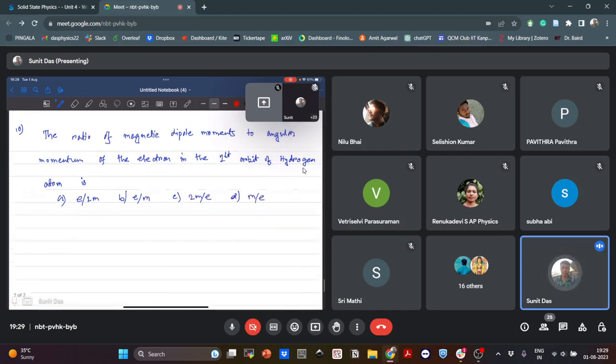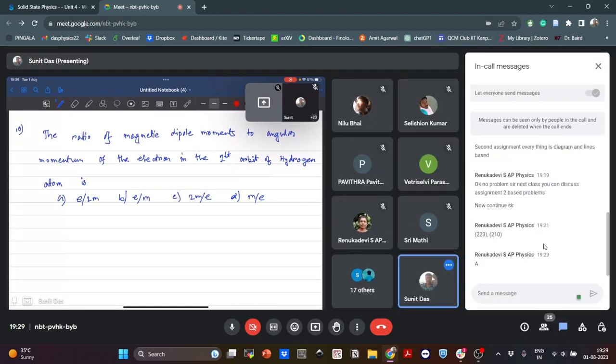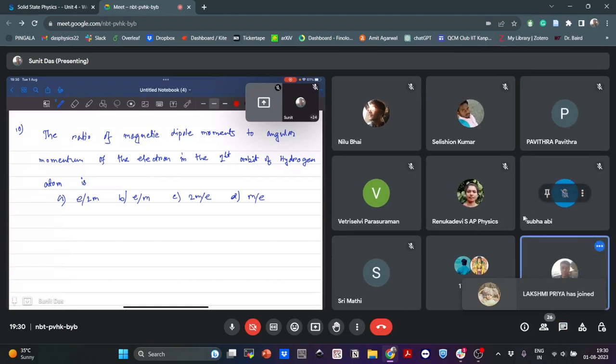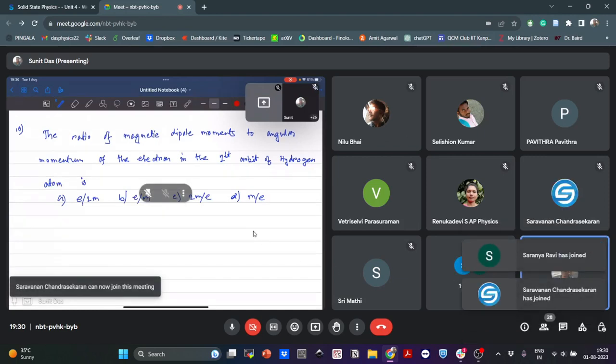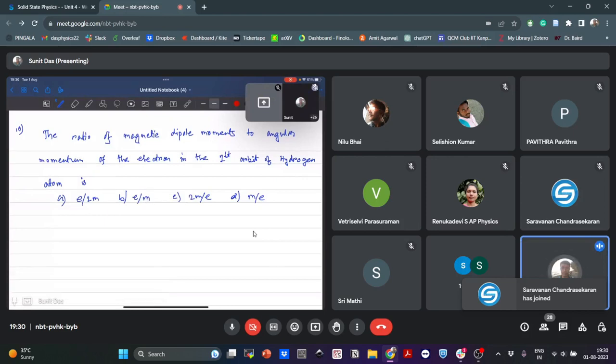So the question is: the ratio of magnetic dipole moment to the angular momentum of electron in the first orbit of hydrogen atom is given by e by 2m, or e by m, or 2m by e, or m by e, where e is the electronic charge and m is the electronic mass. Try this. This is a very easy question.